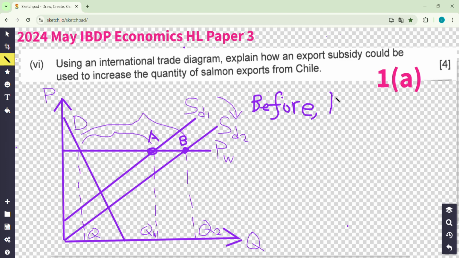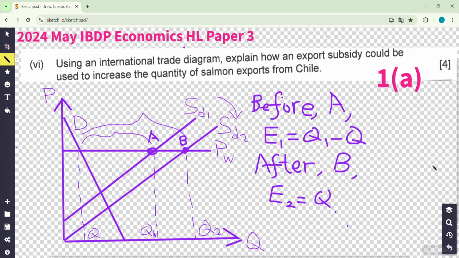the economy is at point A, and the export E1 equals Q1 minus Q. You say it clearly. And after that, it changed to point B. I use my pen again. After that, it changed to point B, and then the export becomes E2. Always remember to label them, or you can write some words before it. I just write down the symbols, and then answer the question. Increase of export is E2 minus E1. By our analysis, we know that the distance AB is Q2 minus Q1.